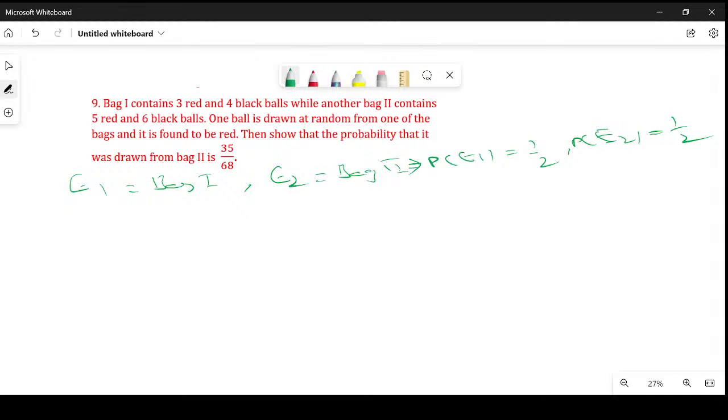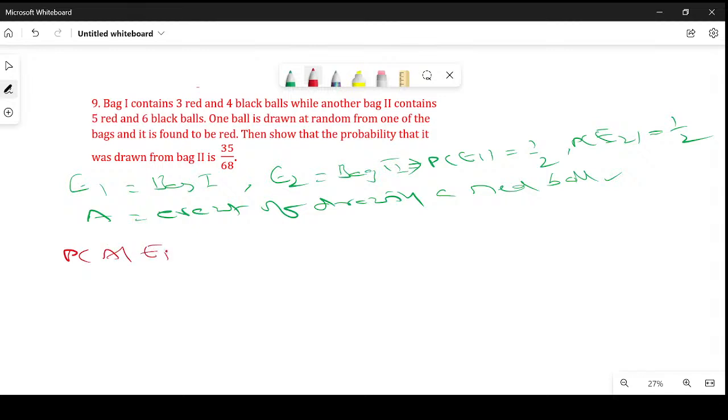Now, let A be the event of drawing a red ball. You can think about the event of drawing a red ball. First, suppose you are taking a red ball from bag 1. What is P of A by E1?